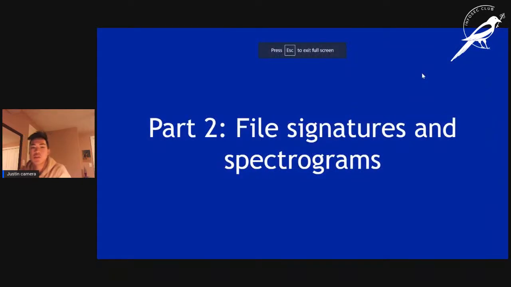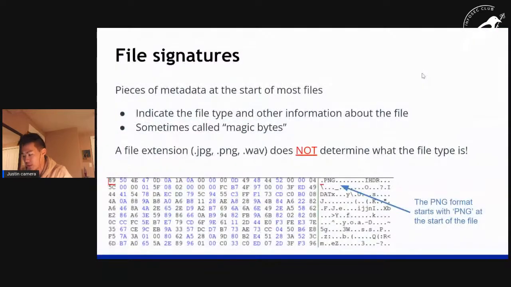All right, we're going to move on to part 2, file signatures and spectrograms. So a file signature is basically sort of like the extension of the file, like a .jpg, .png, .wav. Those are all extensions of a file. And typically, you would think that they tell you what type of file it is. So a .jpg is an image file, logically. But this is sort of like a misconception, or it's not always true. A file extension does not always determine what the file type is.